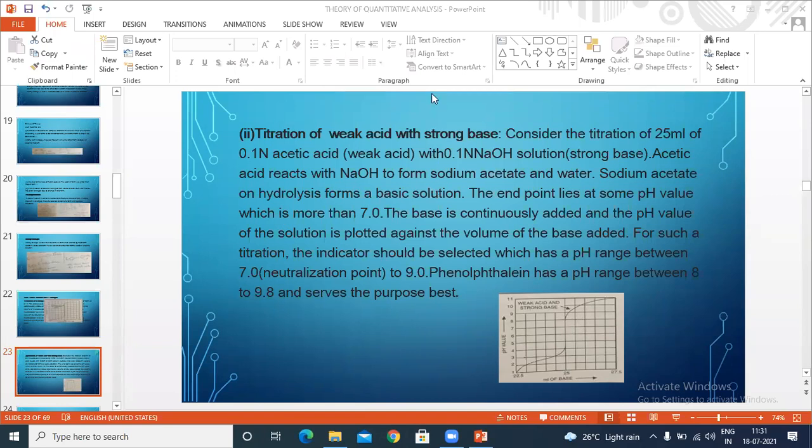So when sodium acetate undergoes hydrolysis, what is the nature of the solution? It's a basic solution. The end point lies at some pH value which is more than 7. More than 7, it's a basic nature. So the salt which is formed between sodium hydroxide and acetic acid, that is, a weak acid versus a strong base, is nothing but sodium acetate.